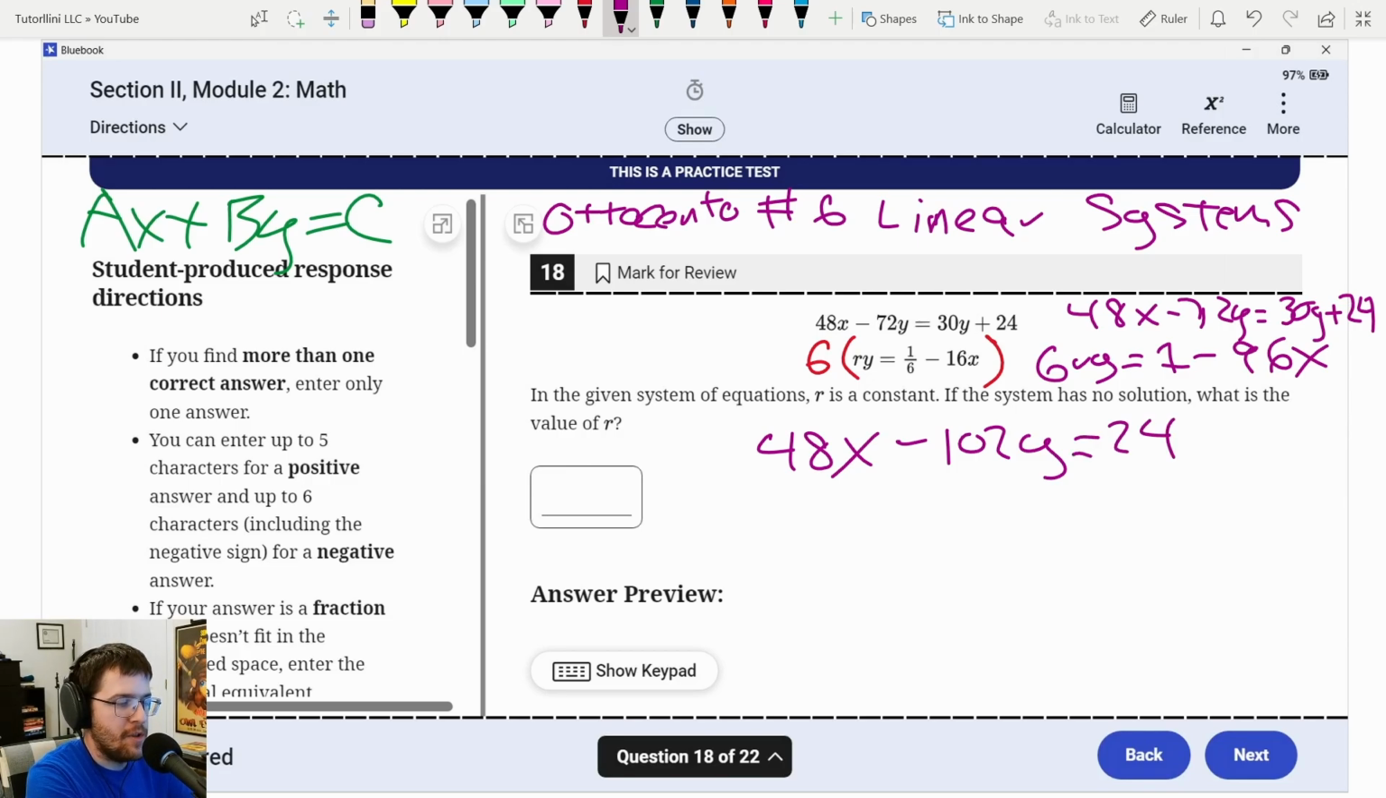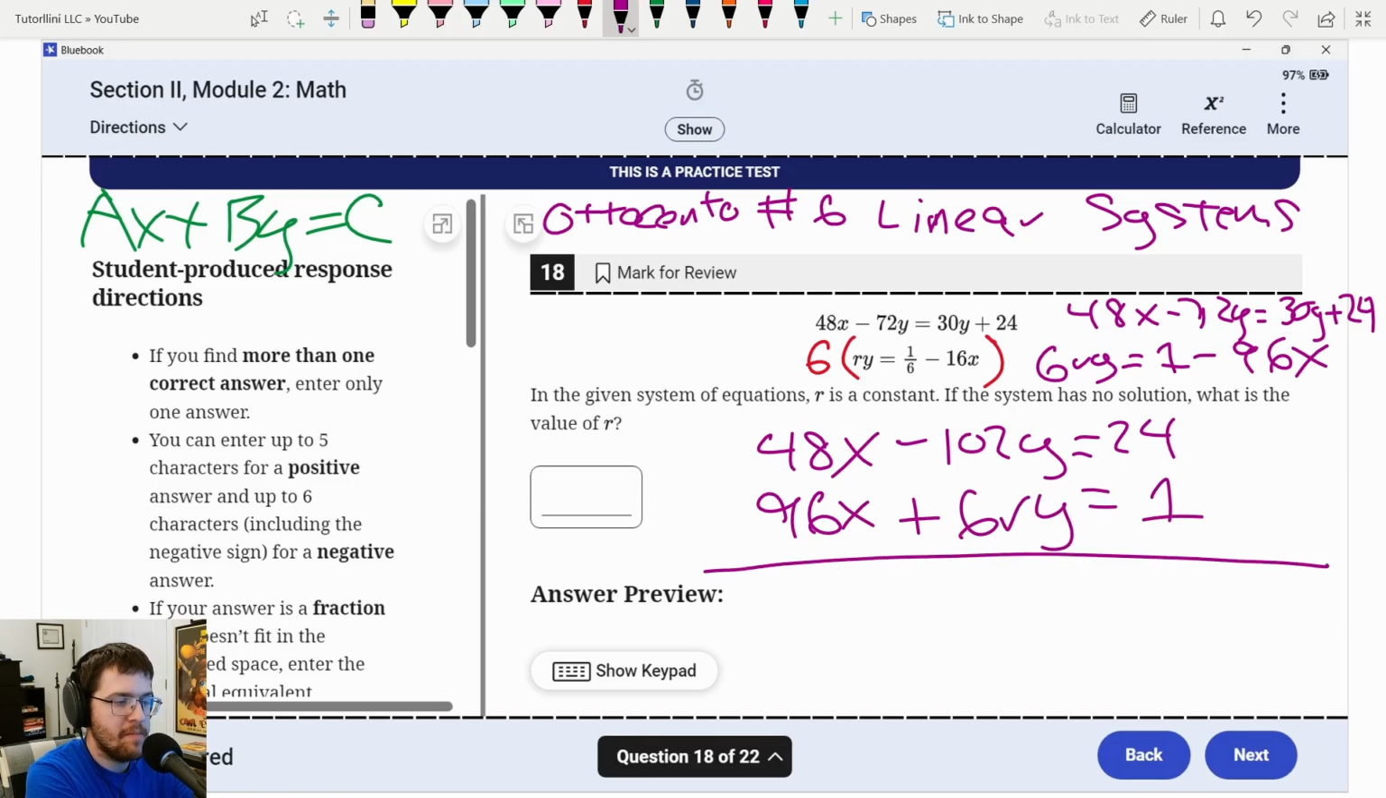And then for the bottom one, the only one that's out of place is this negative 96x. He should be on the other side. So I'm going to add 96x to both sides, and I put it in order: 96x plus 6ry equals 1. Great. Now the question says we have no solution, and as I cover in my video, that means that A over D equals B over E, which is not equal to C over F.